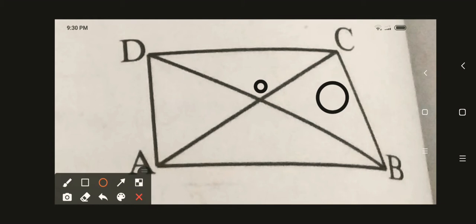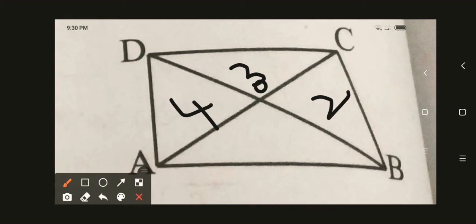BOC. Now in this BOC, we will make the equation as CB is always less than OB plus OC. And in the third triangle, we'll write CD is always less than OD plus OC. And in the fourth triangle, we'll say AD is always less than AO plus OD. Now we'll add all these equations and solve and get the equation.